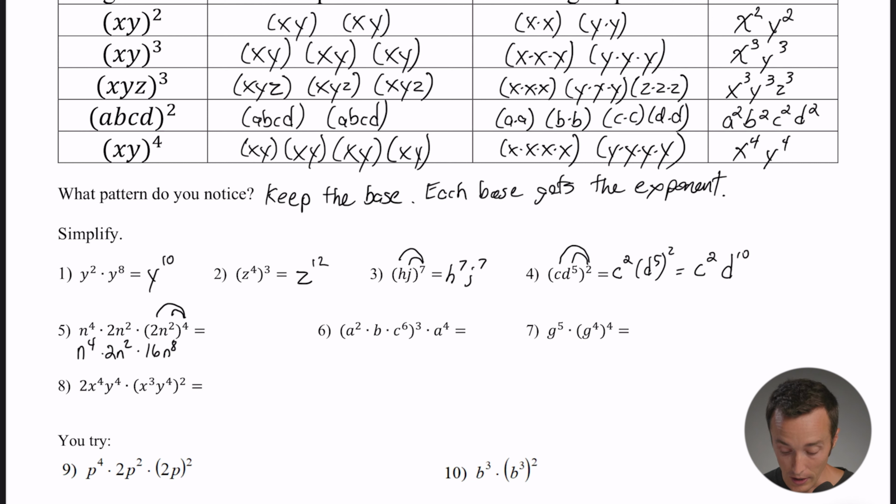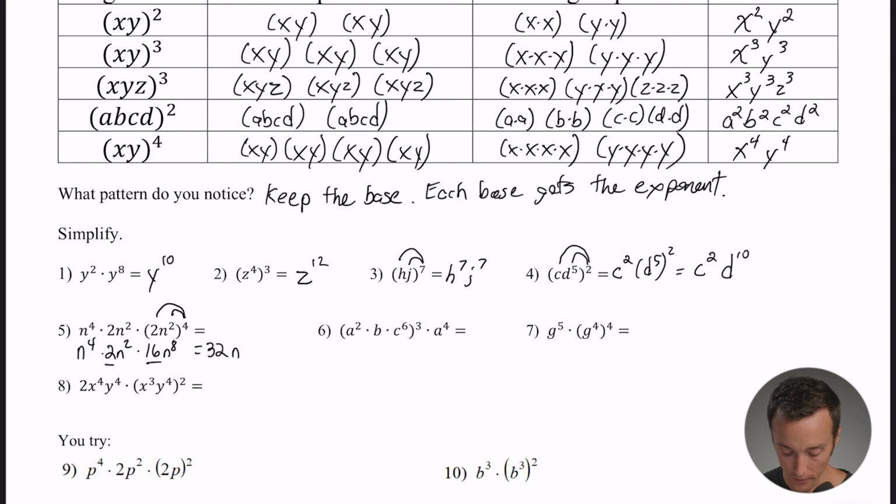Okay, well, this is good, but we're still not finished yet. And I know we're not finished because we've got a few things we can do. As I scan left to right, I see n to the 4th, 2n squared, and 16n to the 8th. We've got some coefficients. Let me take care of those first. So I've got a 2 times a 16. That's 32. And then the rest of this would apply the rule from the first video that we did, which says to keep your base and add your exponents.